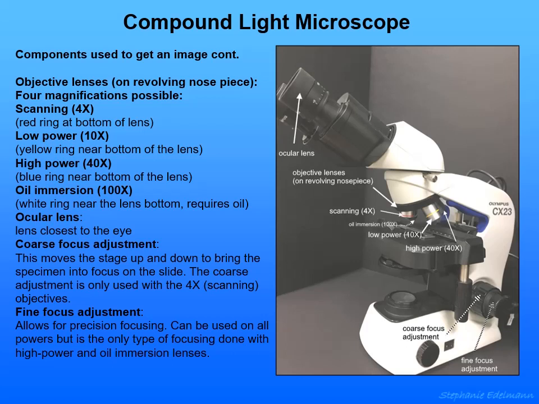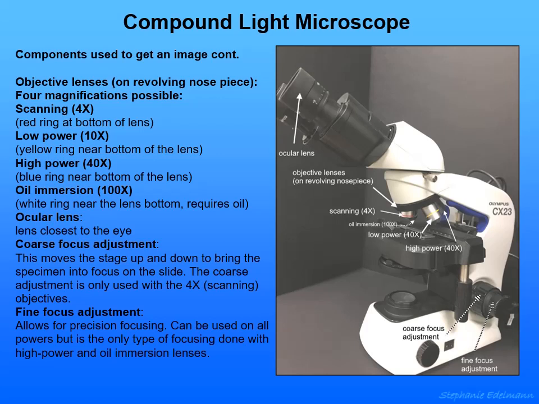After the light goes through the objective lens, and you can switch those by turning the revolving nose piece to have the objective you want to use closest to your slide, it then enters the ocular lens, which is the lens closest to the eye. The ocular lens is usually 10x, which means that the scanning lens then provides a total magnification of 4x times 10x, which is 40x total, but we'll talk about that in the next slide.